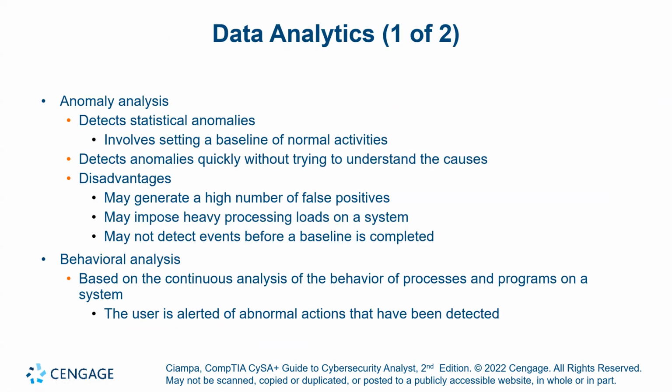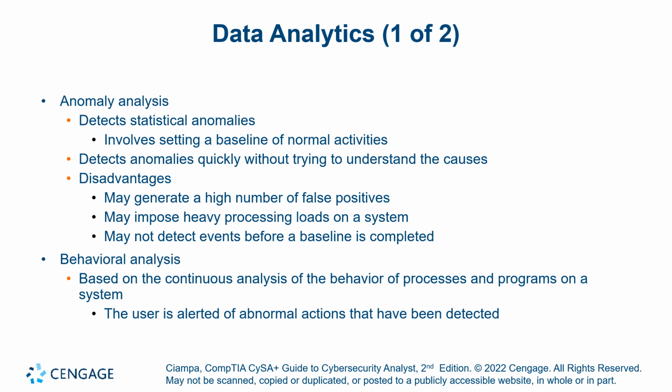Anomaly analysis detects statistical anomalies. This involves setting a baseline of normal activities, and it detects anomalies quickly without trying to understand the cause, and that's really one of the big keys right there. It doesn't try to understand the cause. It just says, hey, there's something weird here. Disadvantages: it may generate a high number of false positives. It really depends on how you set it up. It may impose heavy processing loads on a system, and may not detect events before a baseline is complete. In fact, a lot of the time, before you have a complete baseline, it doesn't see anything very well.